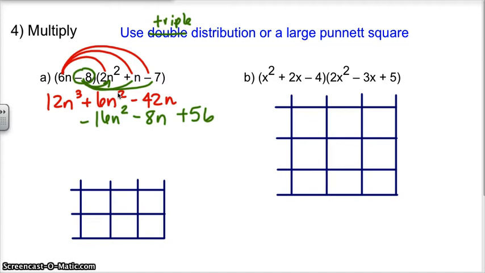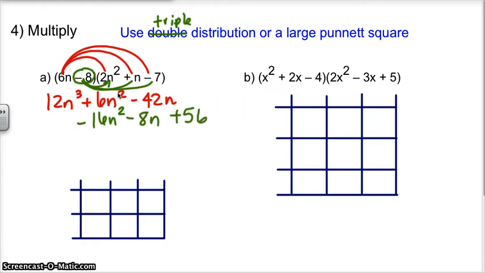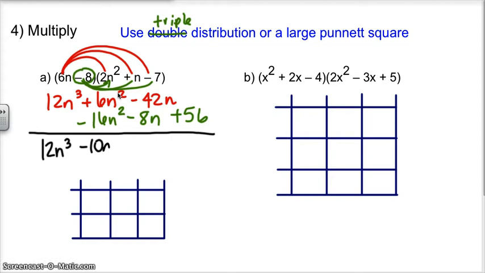Now you very easily could have put all of these terms way out here, but then you're looking at a lot of left to right. Students organizationally have a much better time when they're looking up and down. Think about combining like terms. 12n to the 3rd, a +6 minus 16, a -42 minus 8, and a +56.